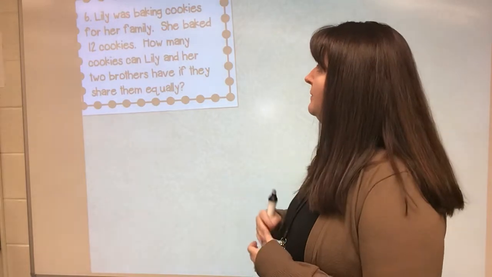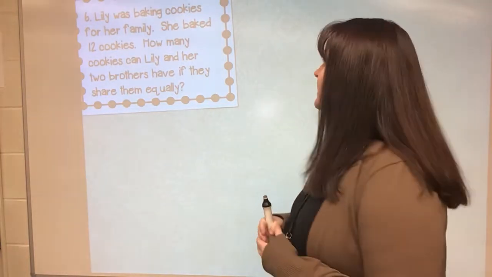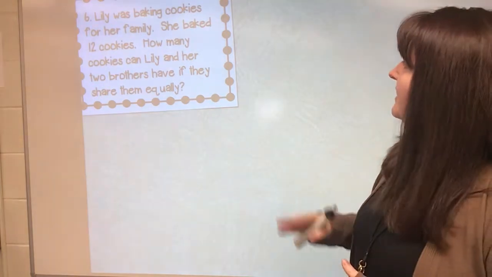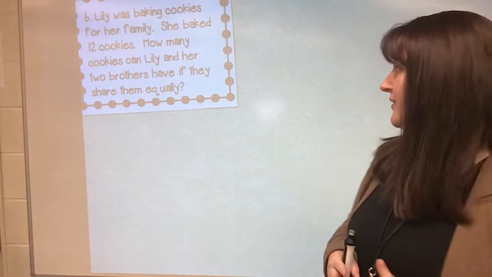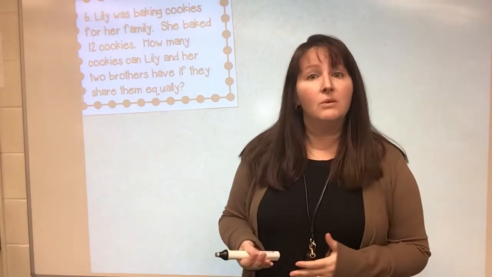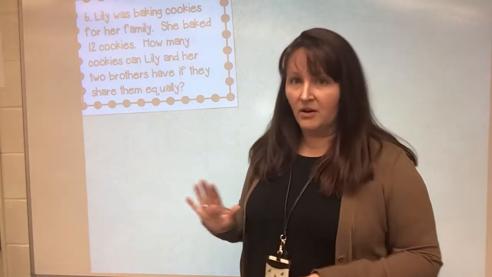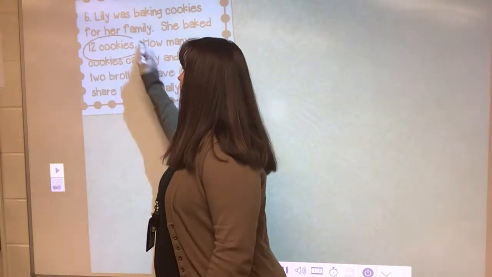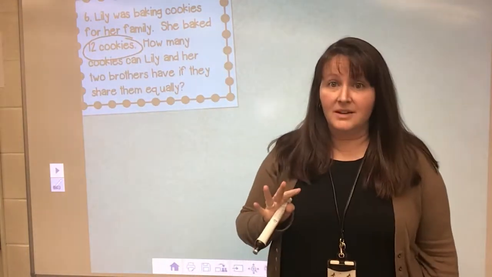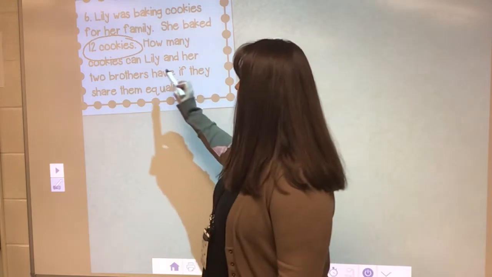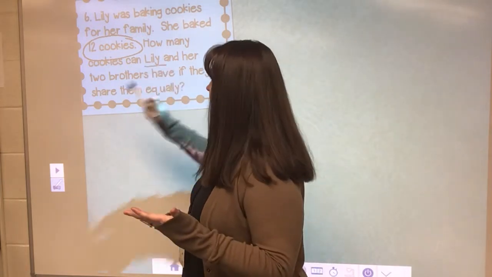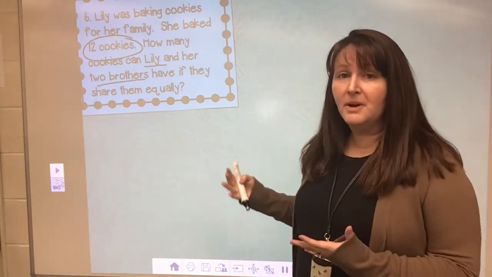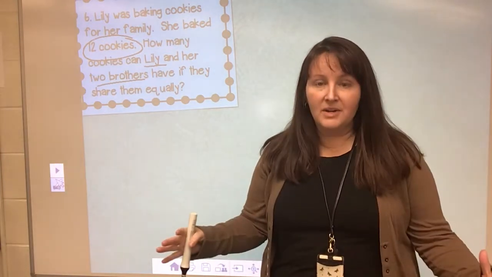Lily was baking cookies for her family. She baked 12 cookies. How many cookies can Lily and her two brothers have if they share them equally? So there's a couple things that we already know just from reading our problem. We know that she baked 12 cookies, and we know that she wants to share them with Lily and her two brothers. So we know that there's 12. We know how we want to share them.